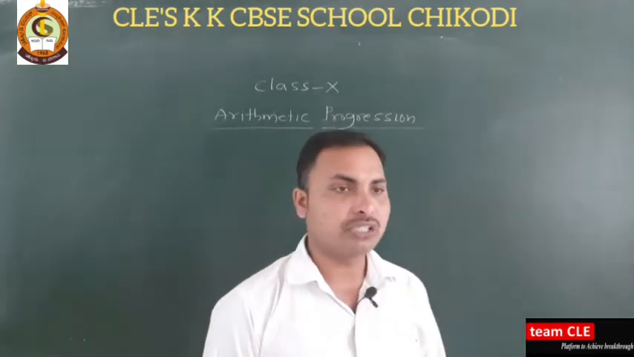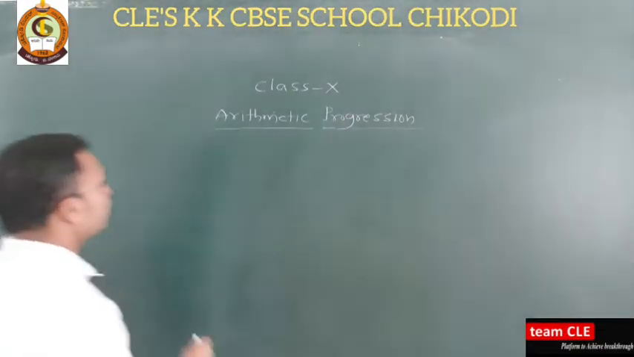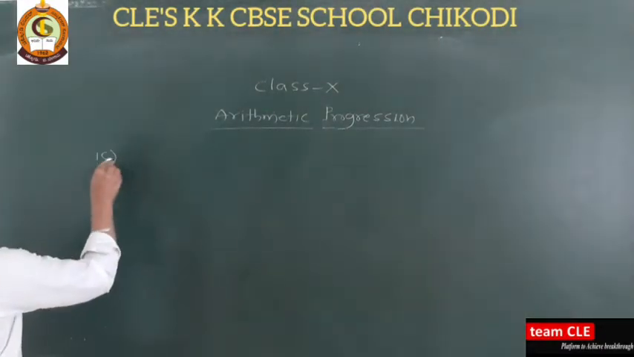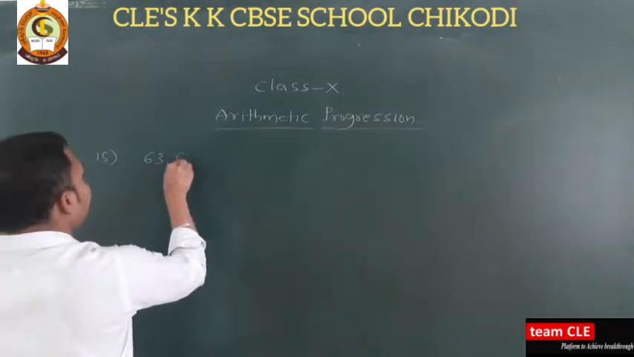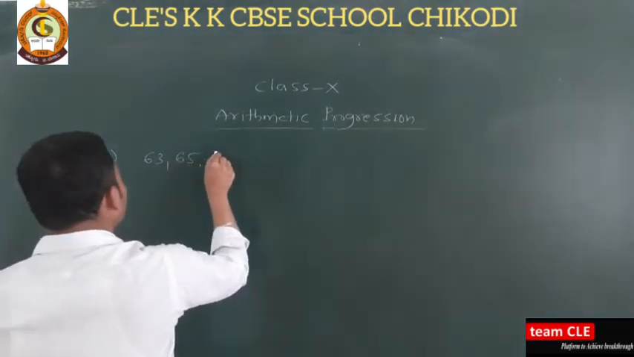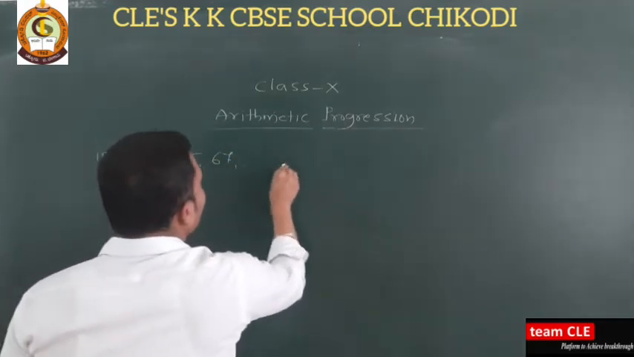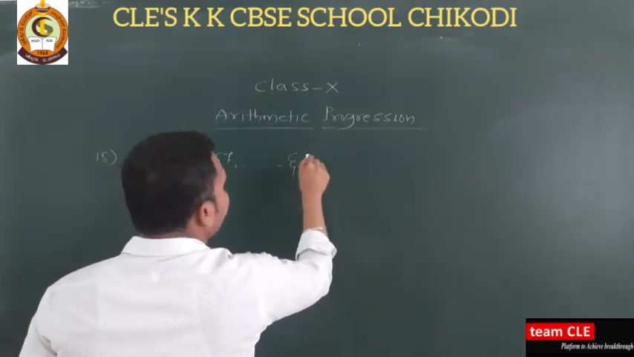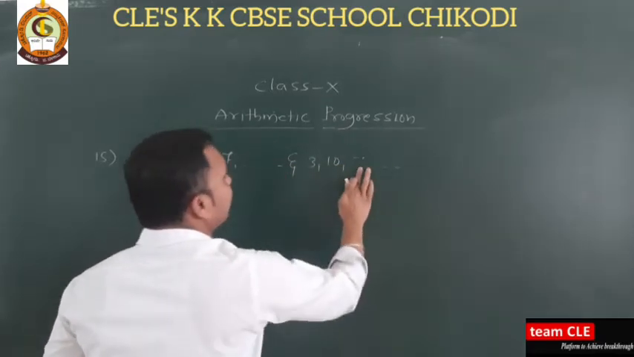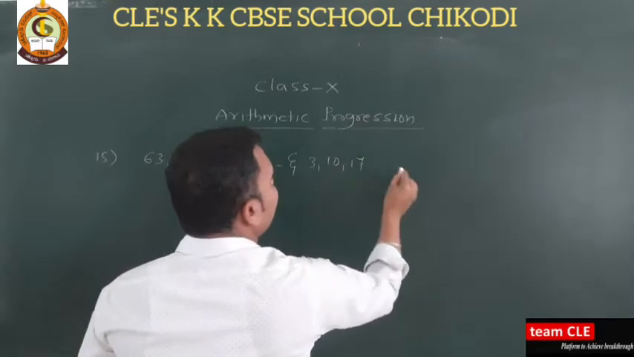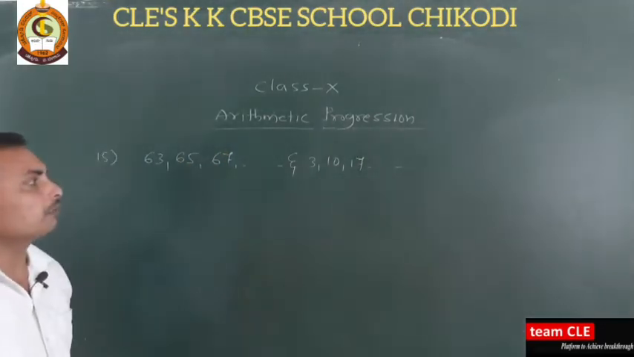They are given two APs. First AP: 63, 65, 67, and so on, and the second: 3, 10, 17, and so on, are equal. These are the two APs they are given.